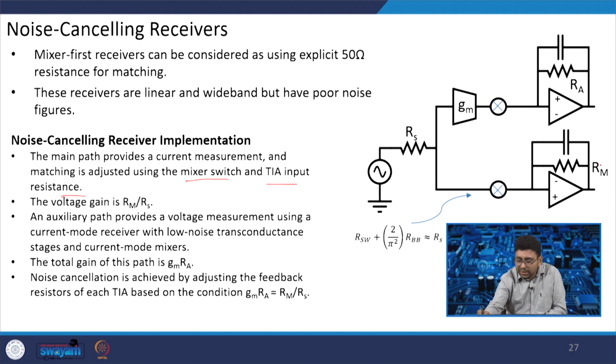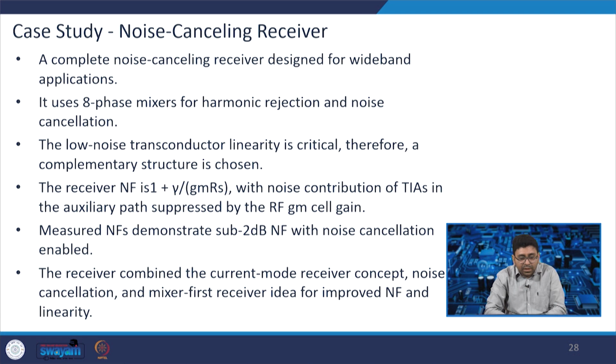So here there is a resistance Rm and here there is a Ra resistor. So for this the gain is Gm into Ra, and for this it is Rm by Rs. So we are able to do the noise cancellation by adjusting the feedback resistor of the TIA based on a condition where Gm Ra is equal to Rm by Rs. So let us try the case study which is given in the reference book, where they try to realize this noise cancelling receiver.